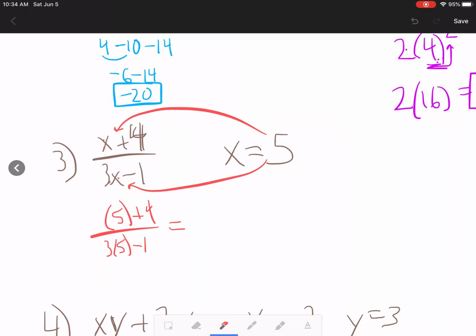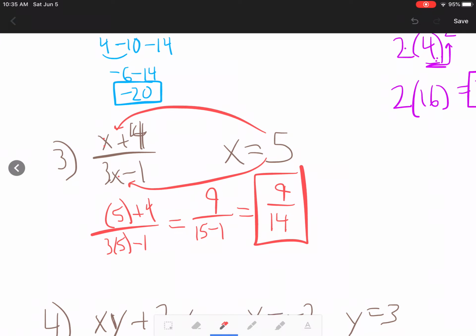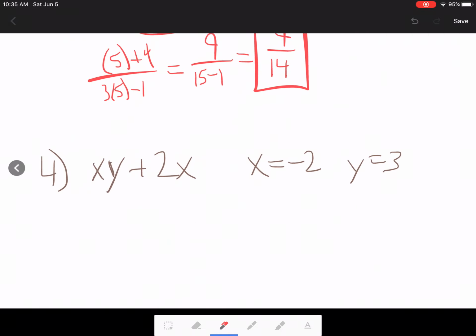That ends up giving us 9 in the numerator. And then here we'll end up getting 15 minus 1, which is 14. And so our final answer is 9 over 14. So again, even if we have fractions, the process is the same. Use your parentheses, substitute in the variable, or the value of the variable. Let's go with that.